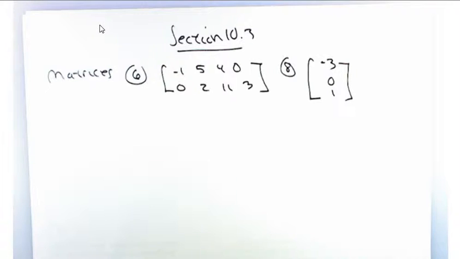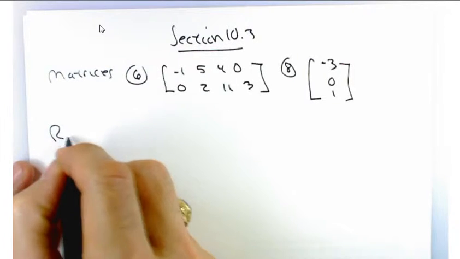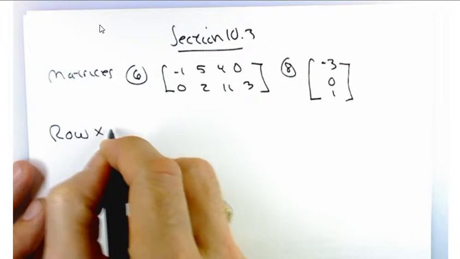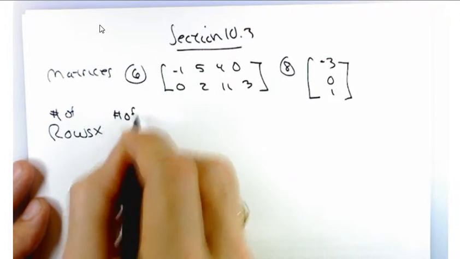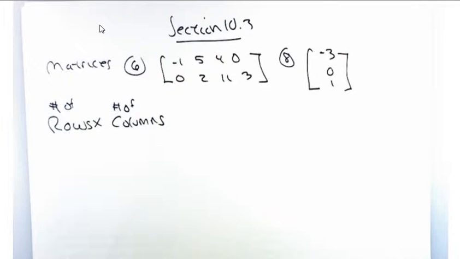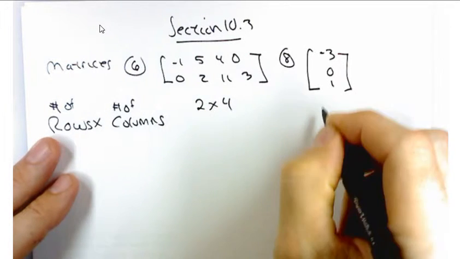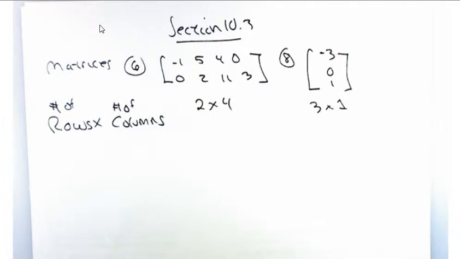Of matrices here. And in talking about matrices, some of the vocabulary that you need to understand is how you talk about the dimensions. So the dimensions are this: number of rows by number of columns. And so when we look at the matrix in problem number 6, how would you describe its dimensions? 2 by 4. And for problem number 8, 3 by 1. Good. So 2 by 4 and 3 by 1.